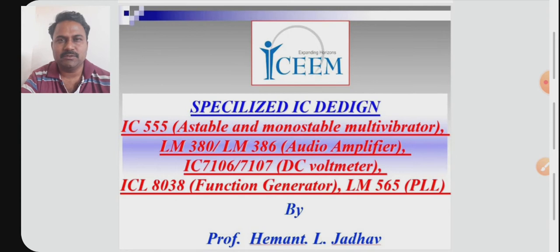In this video, we will discuss the design of circuits based on different special ICs, like IC 555, which is called the timer IC, then IC 8038, which is called a function generator IC, IC LM380, which is an audio amplifier IC, then PLL IC 565. Then the IC used in a DC voltmeter is 7106 or 7107.